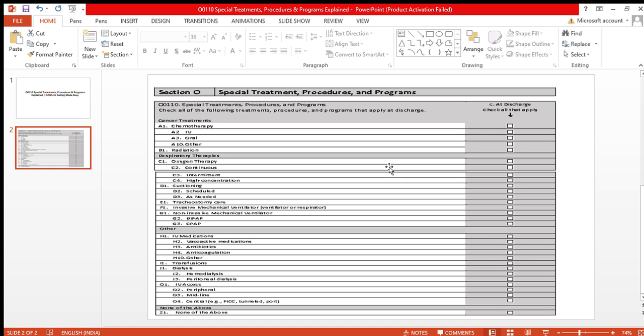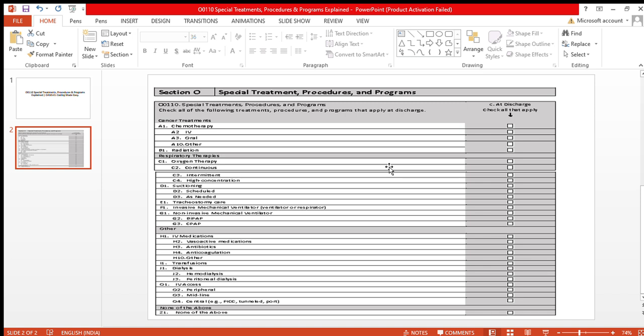Other treatments include H1 IV medication, medication administered by IV. H2 for the vasoactive medication, that is IV medication affecting blood pressure or heart function. H3 for the antibiotic, IV antibiotic. H4 for the anticoagulant, meaning IV anticoagulant therapy if there is. H10 other IV medication not listed.